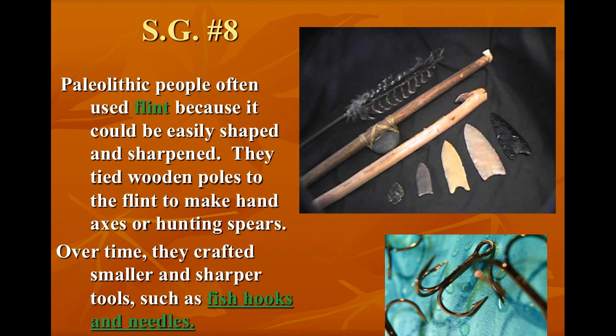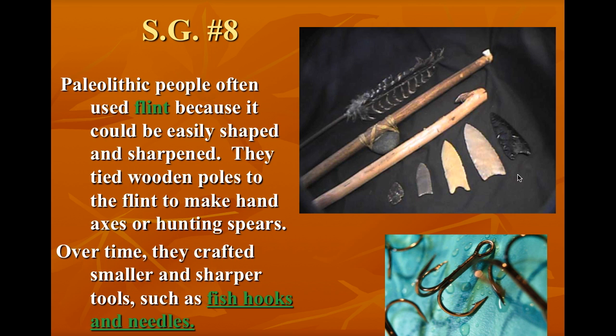Number 8. The Paleolithic people often used flint, which is a stone, and they would use it because it could be easily shaped and sharpened. They tied wooden poles to the flint to make hand axes or hunting spears. Over time, they learned to craft smaller and sharper tools, such as fish hooks and needles. These smaller tools would have been invented after they discovered fire. This would be more like what they were doing before they discovered fire.